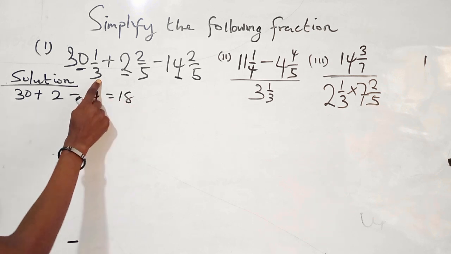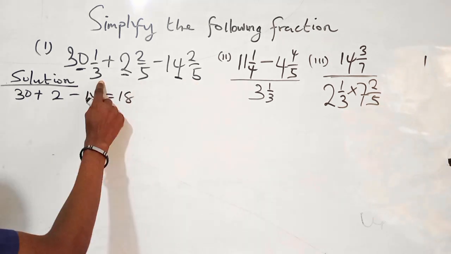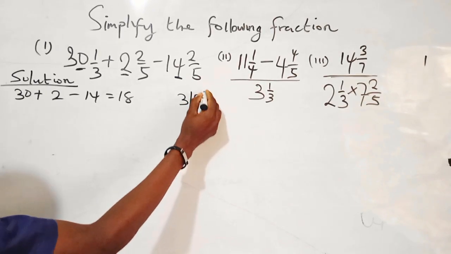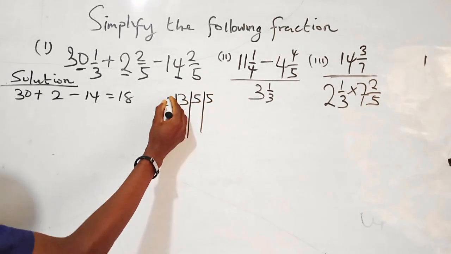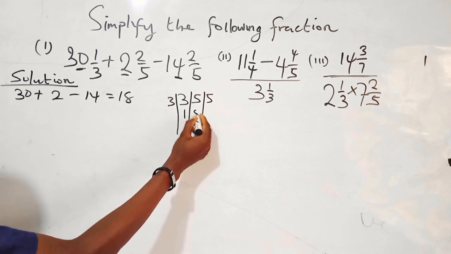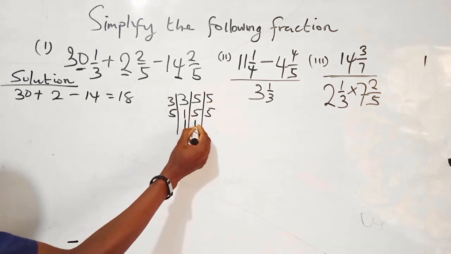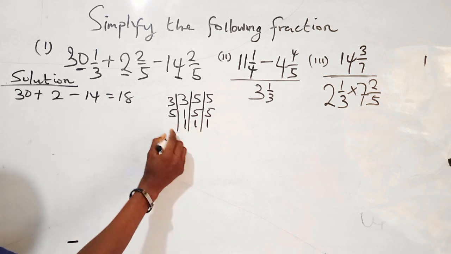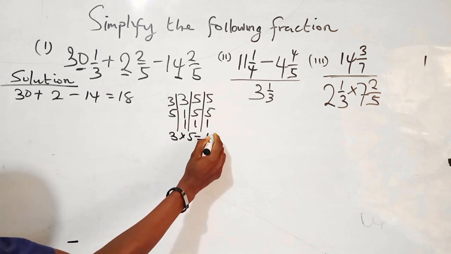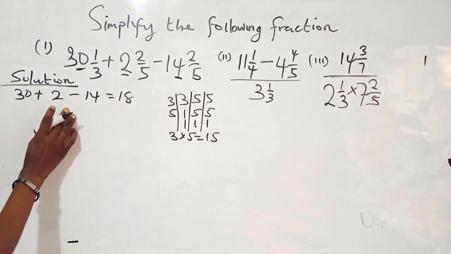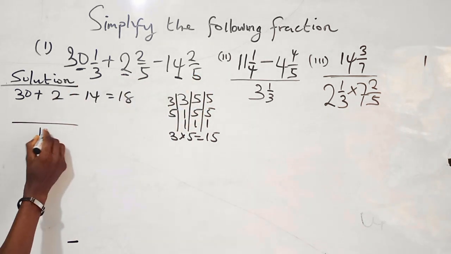Next I'll figure out the LCM of 3, 5, and 5. I can start with 3. 3 in 3 is 1. 3 cannot go in 5, so I repeat it back. I have 5, then 1, 1, 1. So my LCM is 3 times 5, which is 15. That is the LCM of these three denominators. So I'll work with the LCM, which is 15.